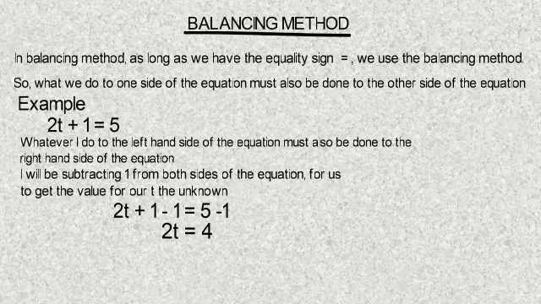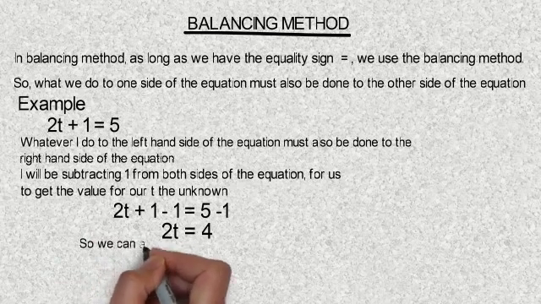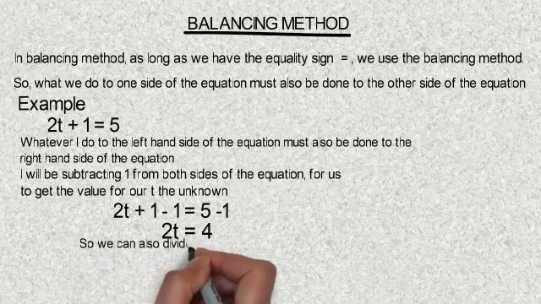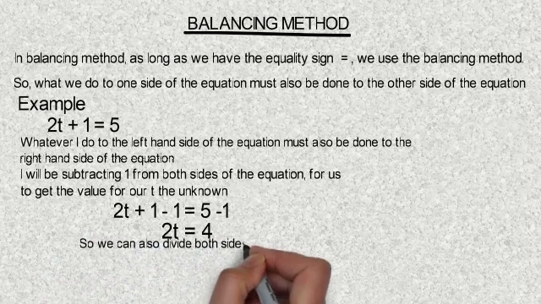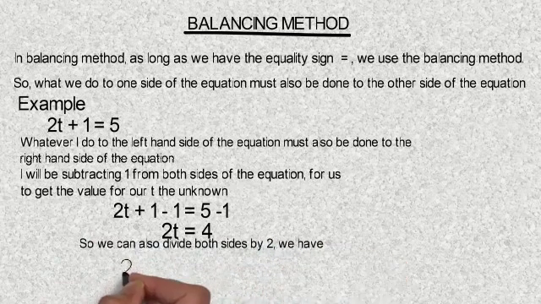Here, still we have to do something to eliminate 2 away from t, to have single t. So what do we do here? Since we are having 2t, that means 2 is multiplying t. What do I do to eliminate 2 from t? That means I have to divide by 2. So I will divide both sides by 2.